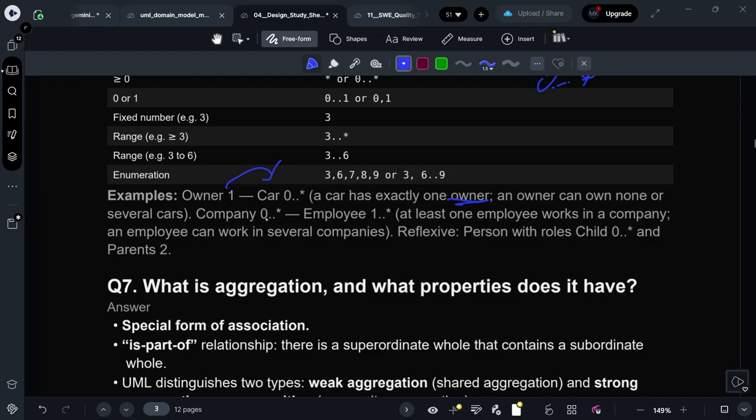So company, 0 to employee. The company to employee relationship is a plain line. It says that a company can have 0 to many employees, or at least one employee works in a company. So this is the least, this is the max, least to max. So at least 1 to many employees can work in a company, because if there is no employee, then there is no company.